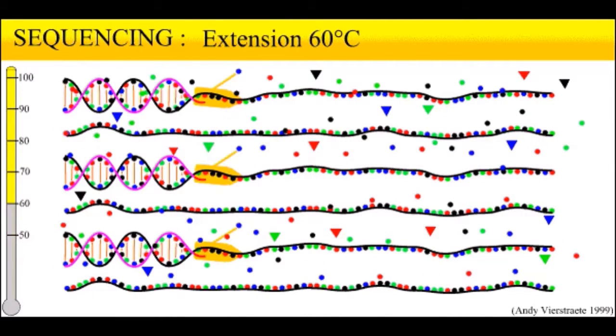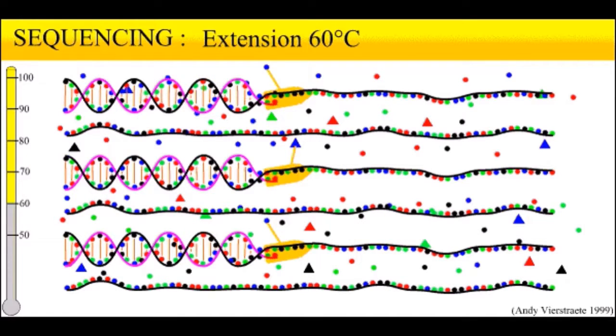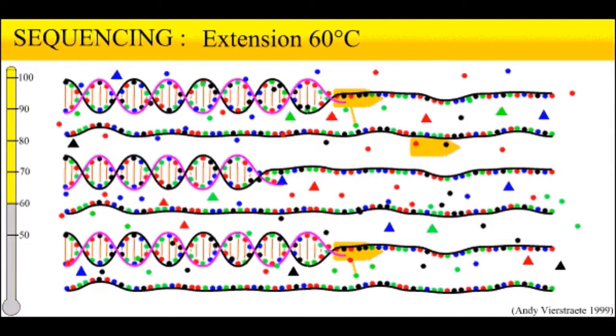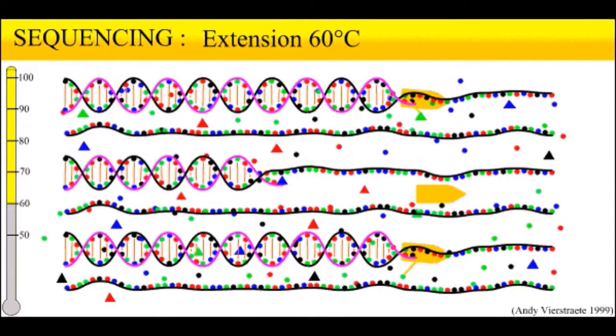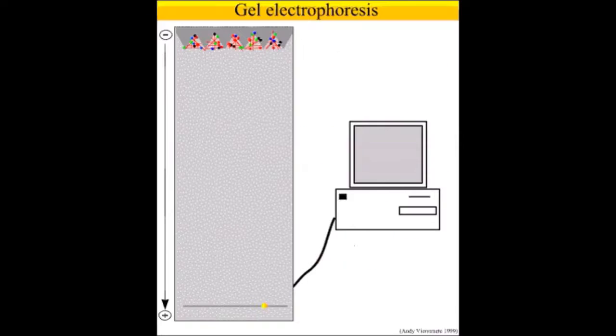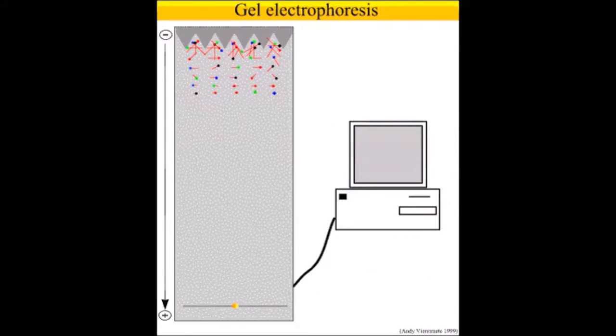The third and final step is the extension, which is done at 72 degrees Celsius. In this step, the DNA polymerase synthesizes a new DNA strand that is complementary to the DNA template strand through addition of dNTPs. After the sequencing reactions, the mixture of strands has to be separated.